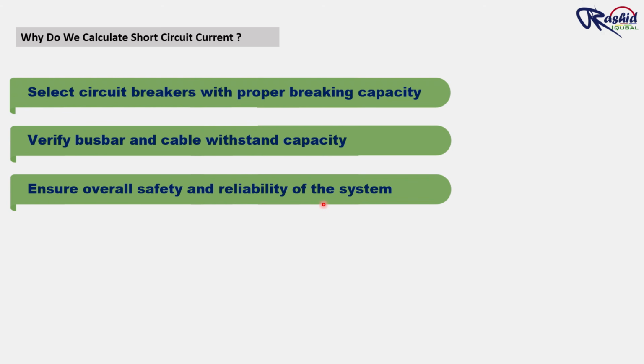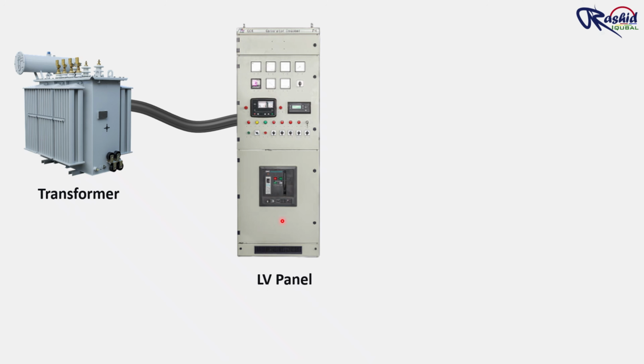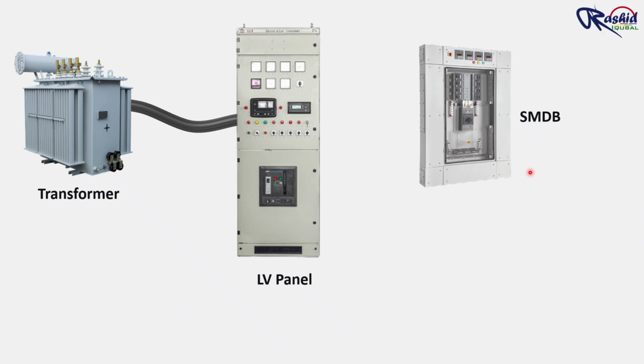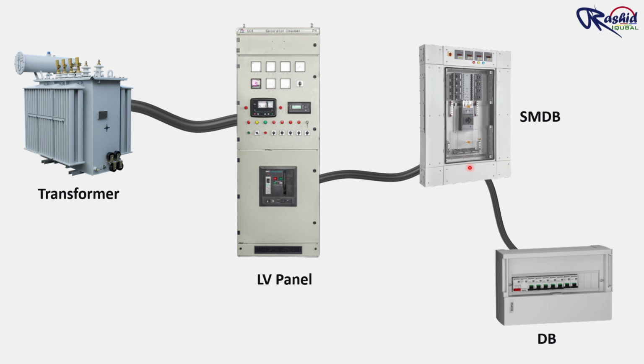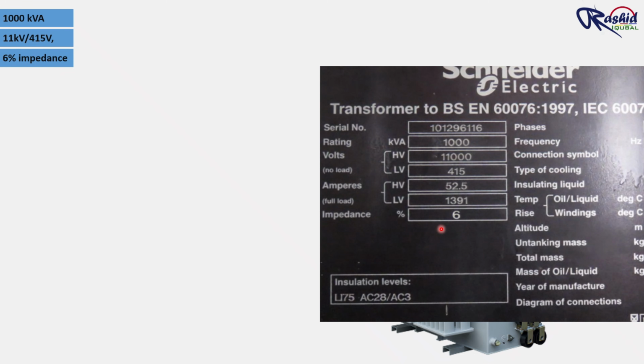Now let's take a practical example. Here we have one transformer supplying power to an LV panel. Then the LV panel is feeding to SMDB. And finally, SMDB is feeding to the distribution board, or we can say DB. So we will start from a 1000 kVA transformer with a voltage of 11 kV by 415 volt and an impedance of 6%, which is labeled on the transformer. You can see here, this is 6% impedance.